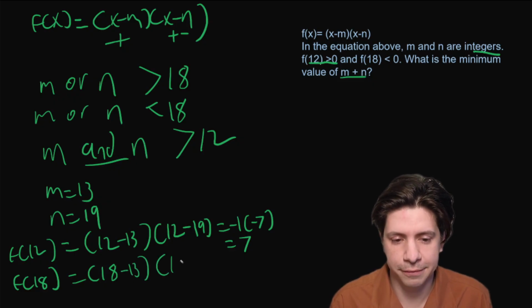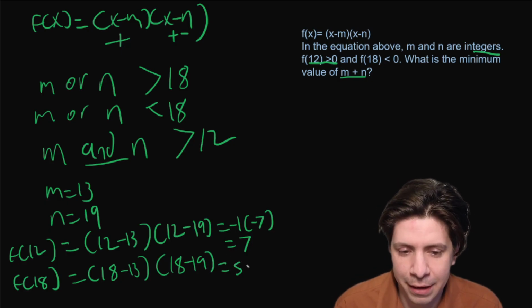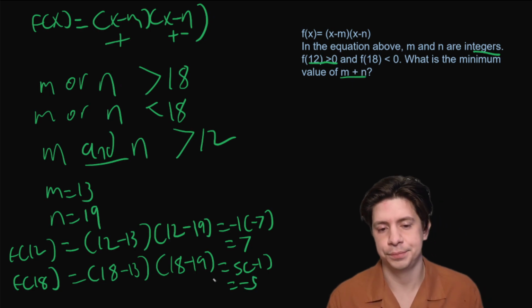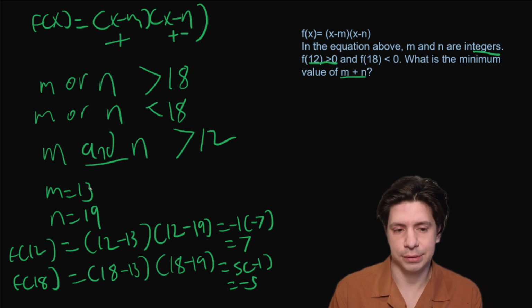And then you're going to have 18 minus 19, which is going to be negative 1. And here will be 5 and negative 1, so that's going to give you negative 5. Okay, so it worked for both, and then the minimums, because it's asking for minimum, right, is 13 and 19.